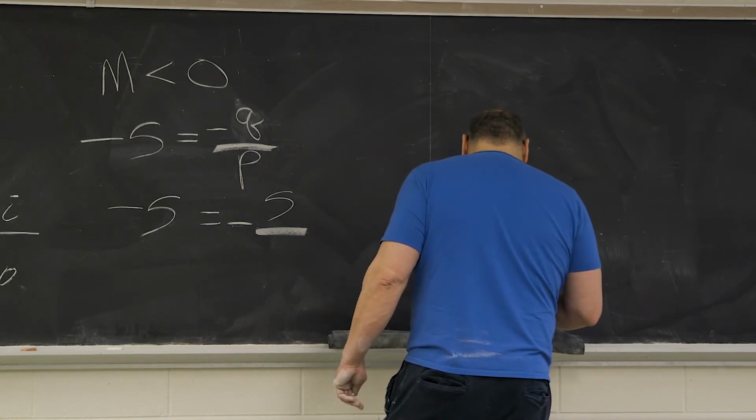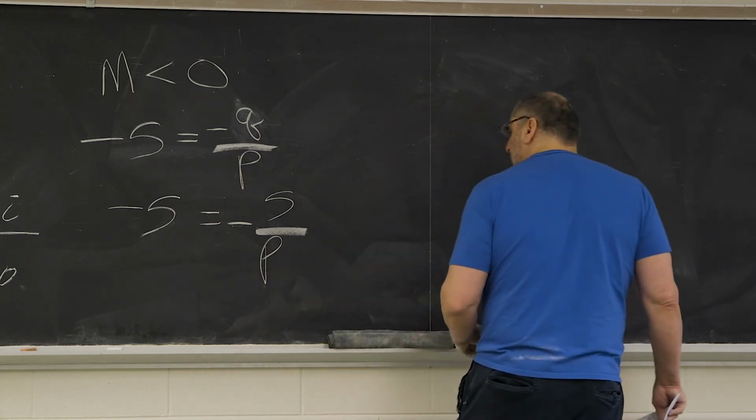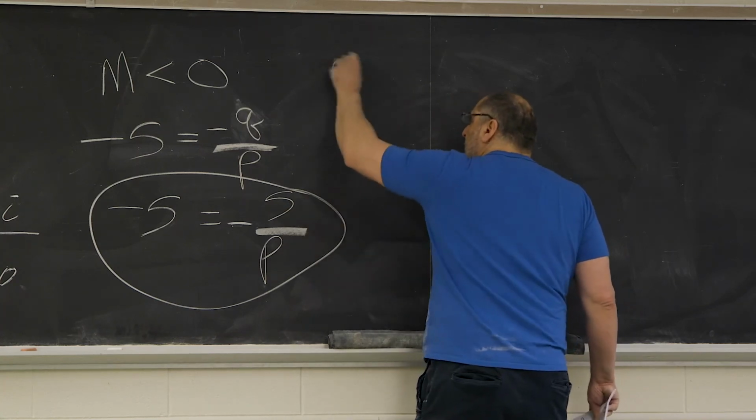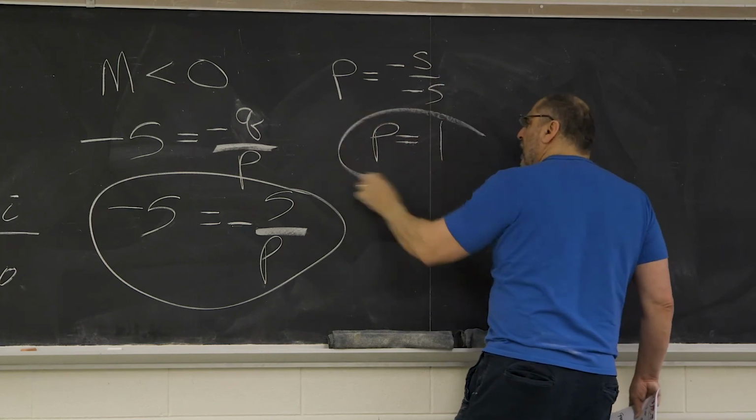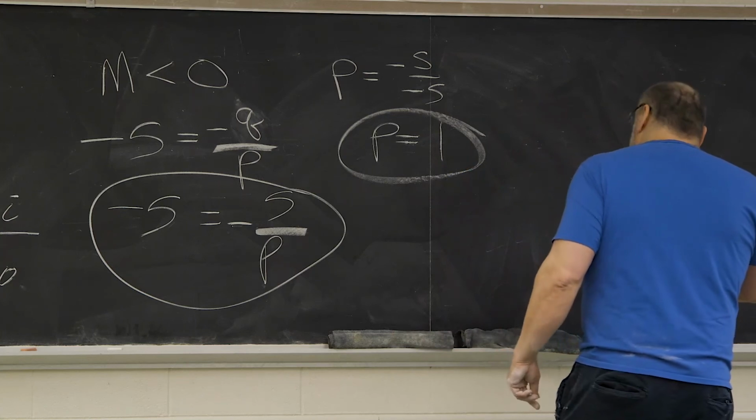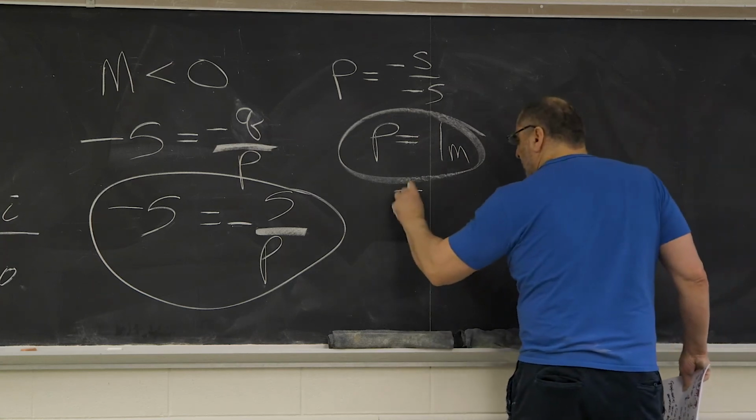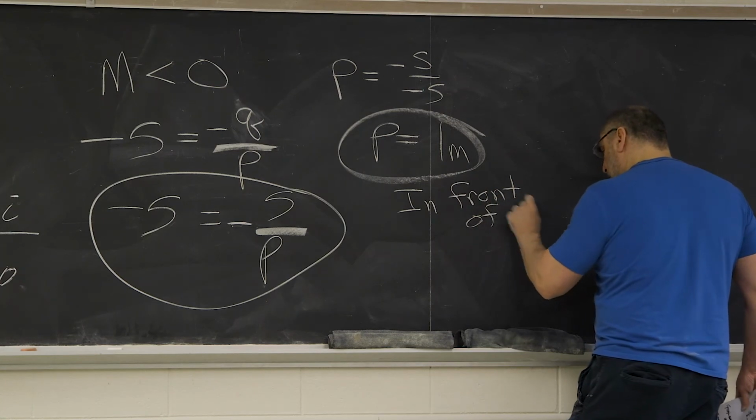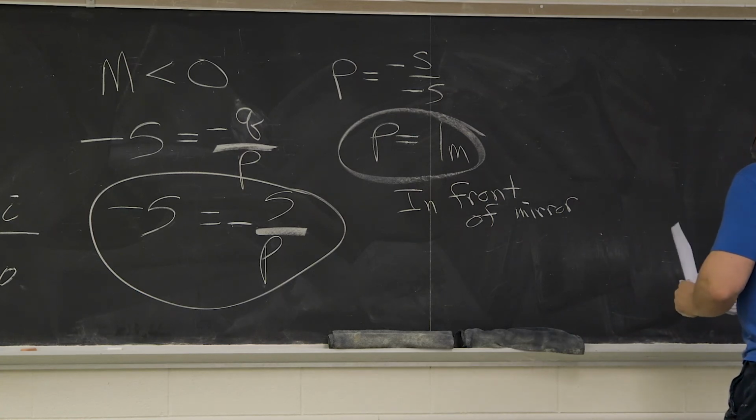Let's see what else we can do here and figure out what we got. And we got P right here. Where's the object got to be positioned for that to happen? Solve for P. Multiply by P on each side and divide by negative 5. So it's this. 1 meter in front of mirror.